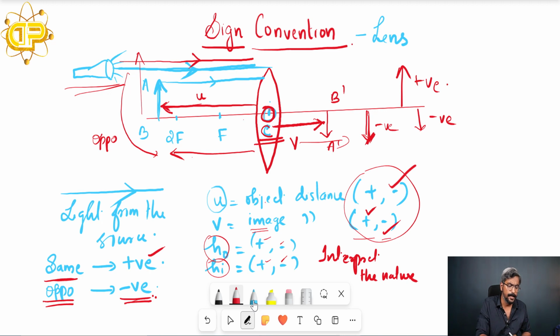Here itself we can say, if u is negative, that means what? Always it will be kept, or u will be calculated opposite to the direction of the light. And in most cases, in fact 100%, we can say u will be negative.